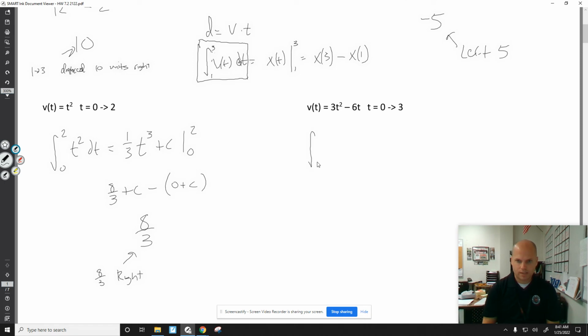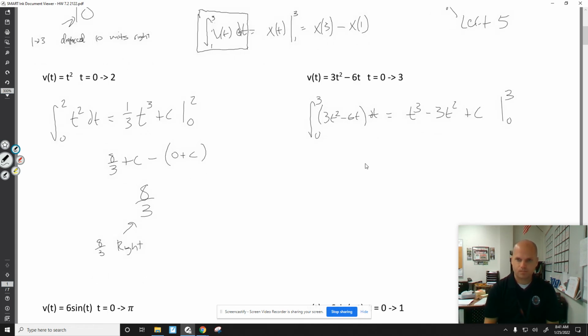Let's accumulate our velocity from 0 to 3. That is the same as finding my change in my position over that time interval. Take the antiderivative to get my position function. This will work out nicely. Here we'll get 27 minus 27 plus c minus 0 minus 0 plus c. The c's will cancel. You end up with 0.